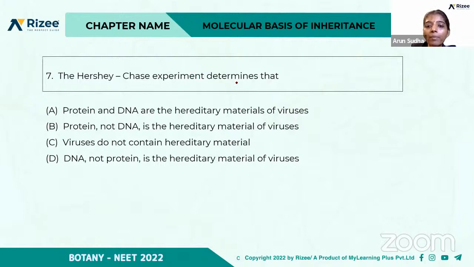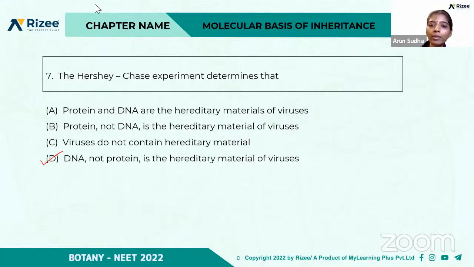Hershey-Chase experiment determines that protein and DNA are the hereditary materials of viruses. Protein, not DNA, is the hereditary material of viruses. Viruses do not contain hereditary material. DNA, not protein, is the hereditary material of viruses. Option D is the right option.